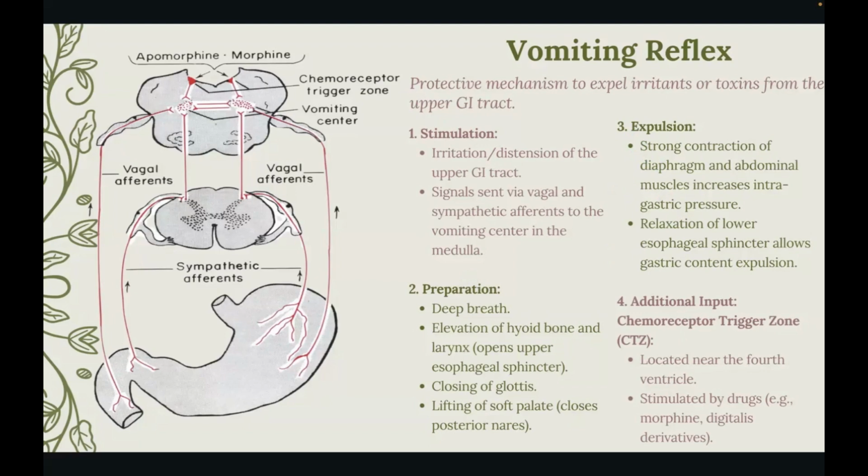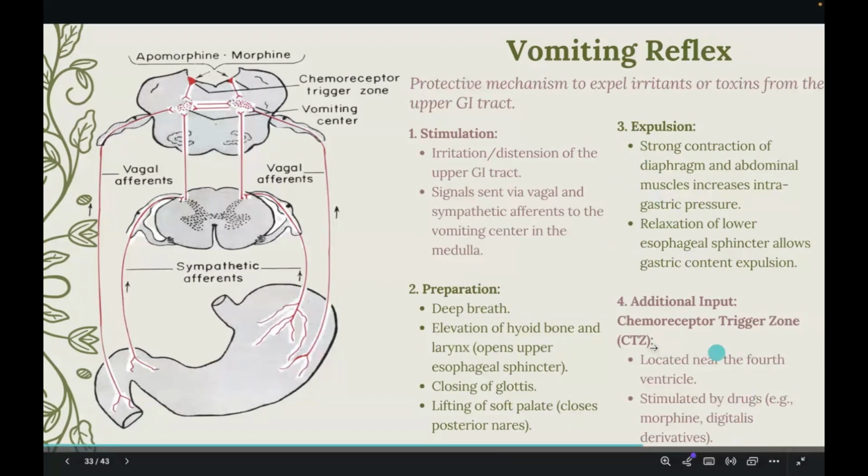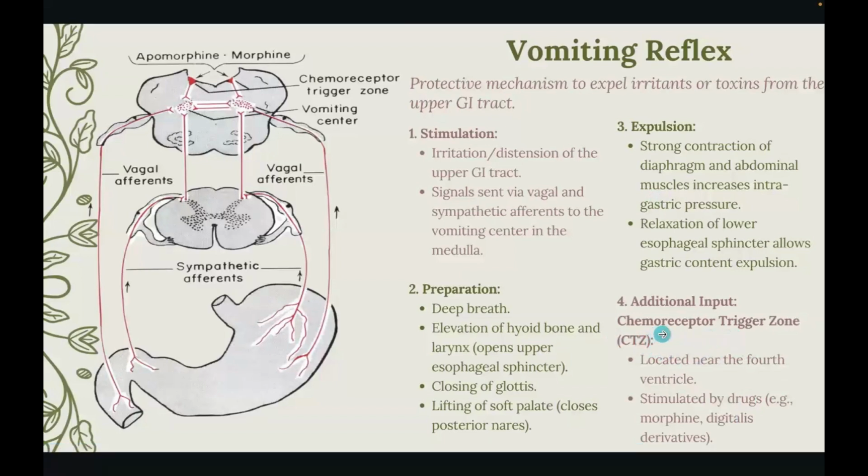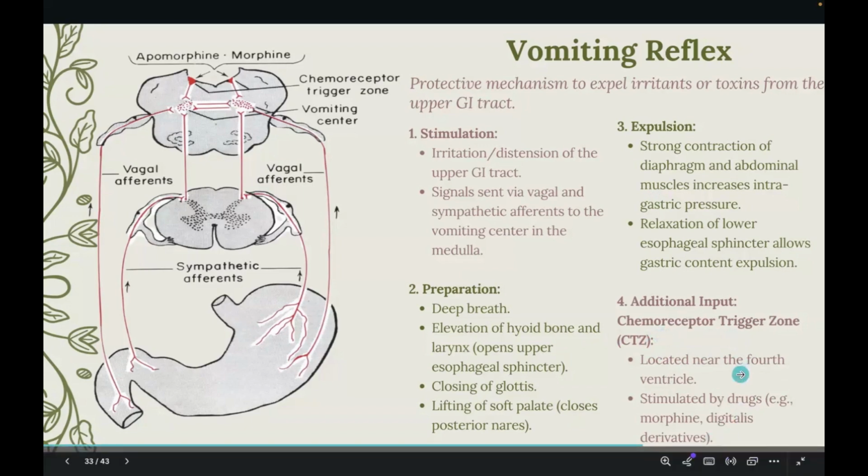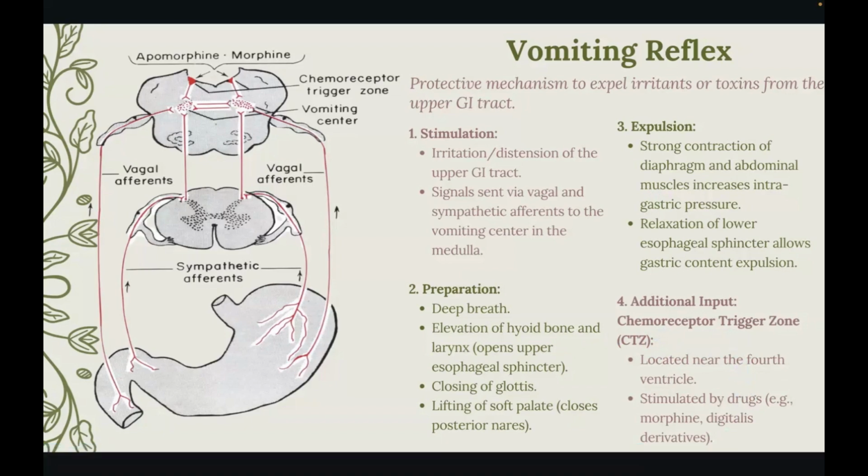Right? So these have a different pathway. They don't have the same medulla vomiting center pathway. They have another zone called the chemoreceptor trigger zone. The chemoreceptor trigger zone is also found in the brain, and it's near the fourth ventricle. Ventricles are not only found in the heart; there are also four ventricles that are found in the brain. This chemoreceptor trigger zone is located near the fourth ventricle.